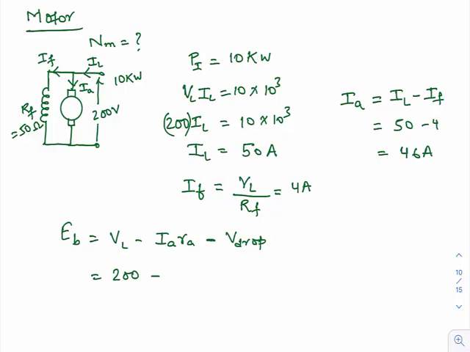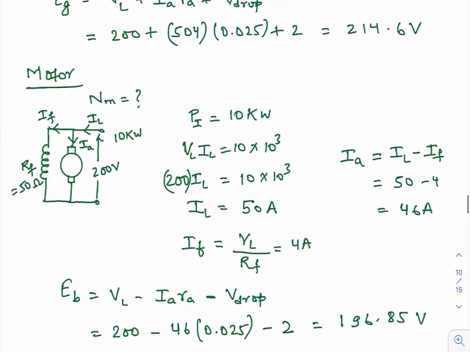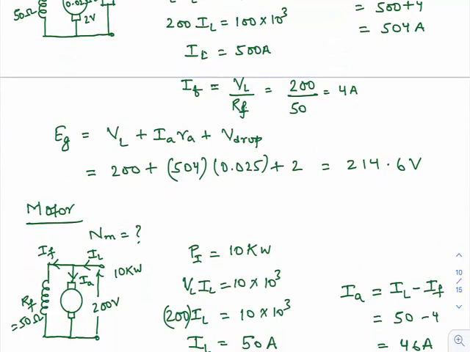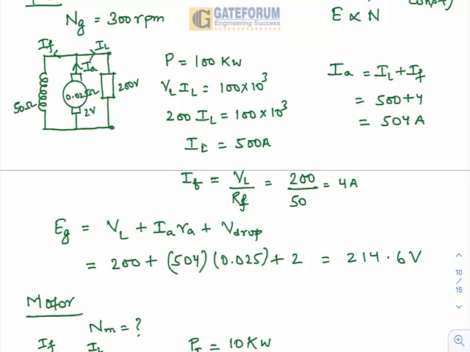So 200 minus IaRa, that is 46 ampere, Ra is 0.025 ohm, and V drop is 2 volt. So this would come out to be 196.85 volt. Okay? So now you know the EMF of motor and the EMF of generator. The speed of generator was given to you. You just have to find the speed of the motor from this given relation.